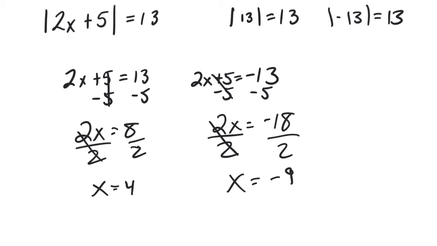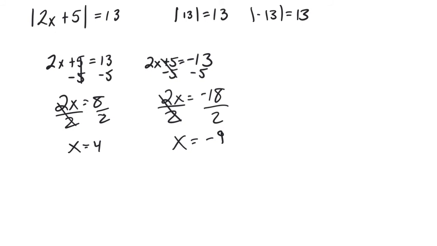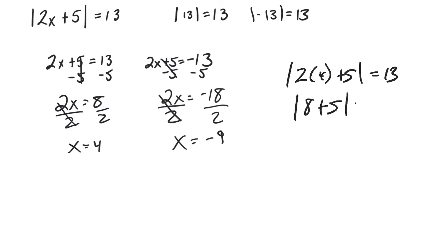So, what's going to happen here, let's go ahead and plug these back into the original and make sure they work. So, if I have 2 times 4, and then I add 5 to that, take the absolute value, should equal 13. So 2 times 4 is 8. End up with 8 plus 5, which is going to be positive 13. Yeah, the absolute value of positive 13 is 13.